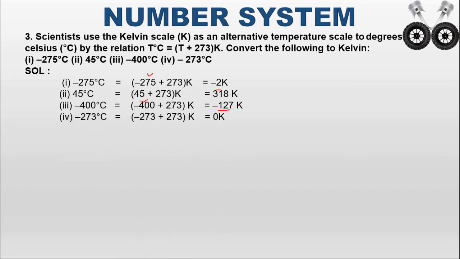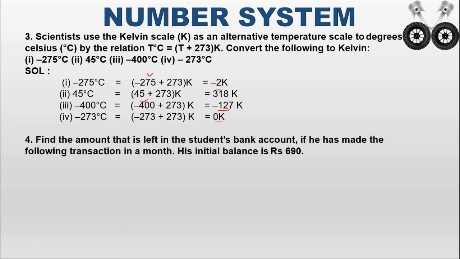What is the fourth one? Minus 273 degrees Celsius. So what is the value for T here? Minus 273. So minus 273 plus 273. These two integers have different signs and these two integers are equal. That means we have to subtract and we will get the answer 0. So the answer is 0 Kelvin.